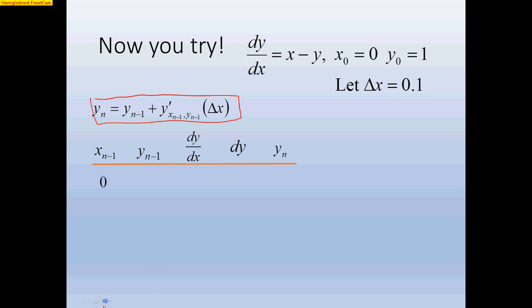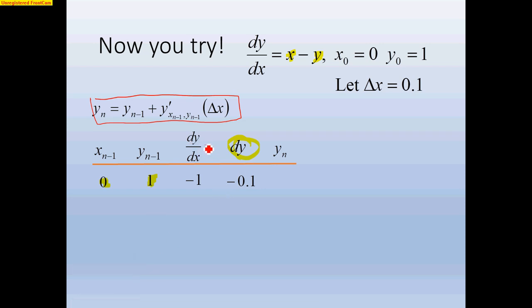So here we go. Initial condition, 0, 1. Go to the derivative. This time the derivative depends on both x and y. Right, the derivative x, 0, y, 1, and I get negative 1. How did I get this again? Do you remember? How do I get that?